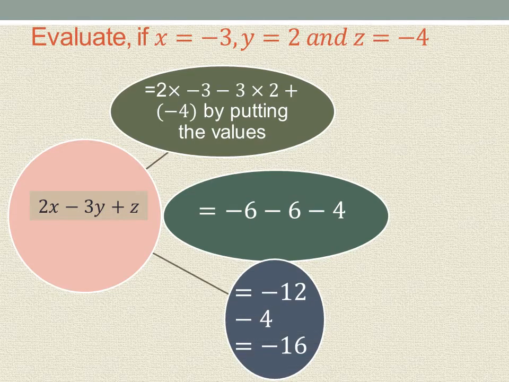Now, there are three numbers. First, we solve the first two numbers. -6, -6. They have the same sign. Two same signs will be added. So, 6 plus 6 is 12. And the sign will be of the greater term. The terms are equal, so we will insert minus. Now the third term is -4. Now -12 -4, they also have the same sign. 4 plus 12 is 16 and the sign will be of the greater term, which is minus. So -16 is the answer.